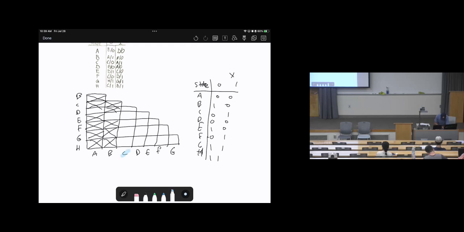Now C. C with D, E, F, G, H. Here, C, 0, 1. Where is the similarity? Only between C and F. Otherwise, they are not similar. So C and F, which is this block, will be empty. The others will be crossed in this column. This cross, C and F not. This cross.